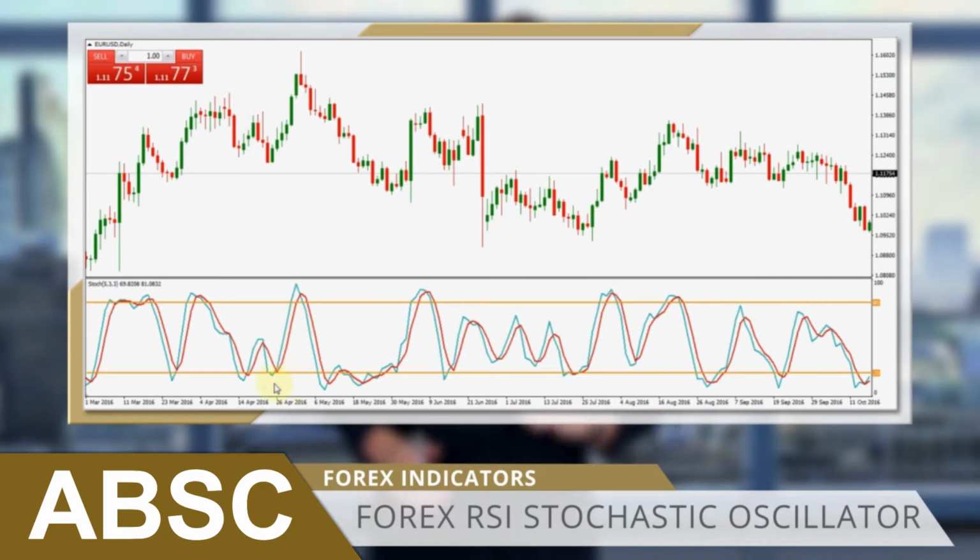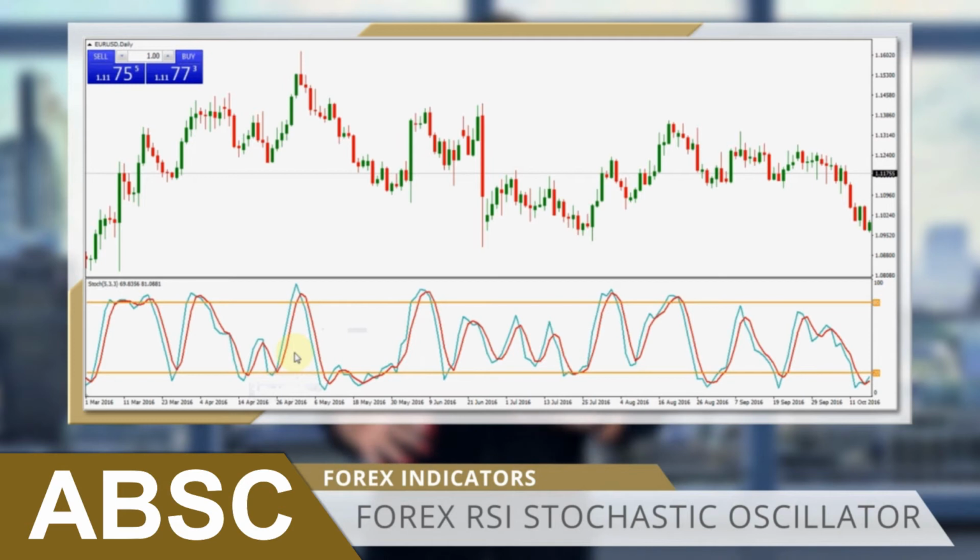Option 1, using the oversold and overbought readings in a range-bound market. In a range, we buy when the D line is rising out of the overbought area, and we sell when the D line is coming out of the oversold area. Option 2, using the line crossovers in a range-bound market. In a range, we buy when the K line crosses above the D line, and we sell when the K line crosses below the D line.